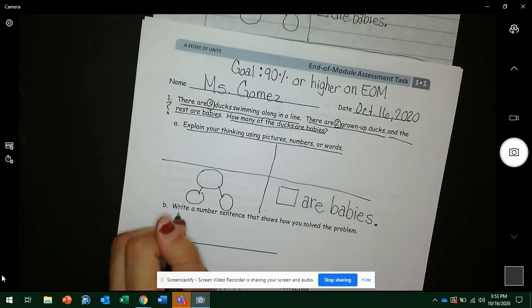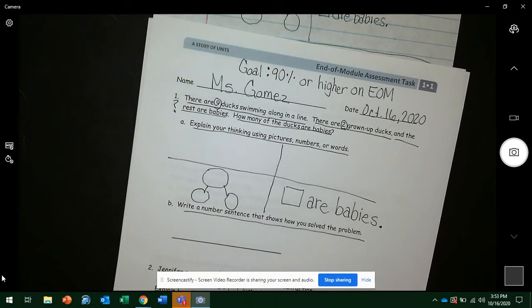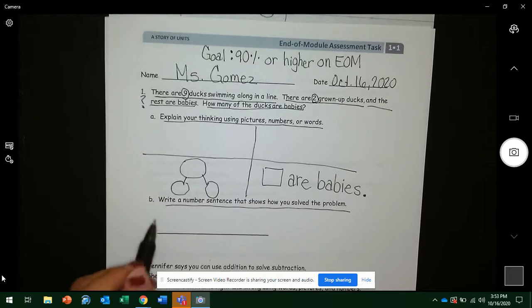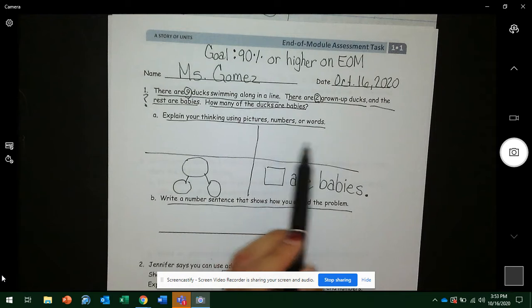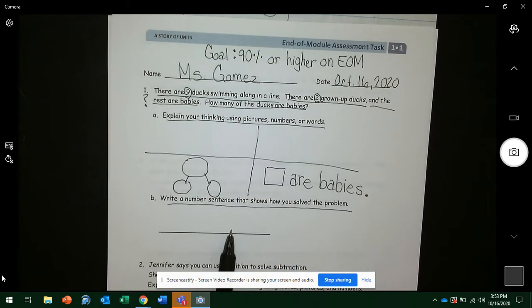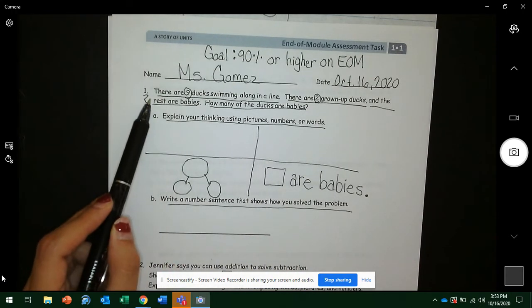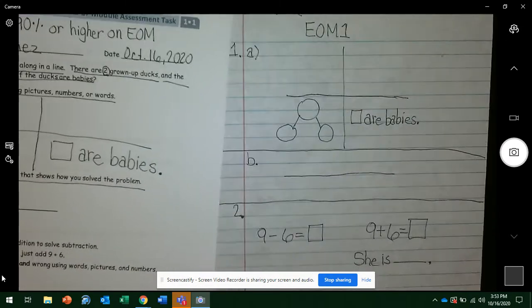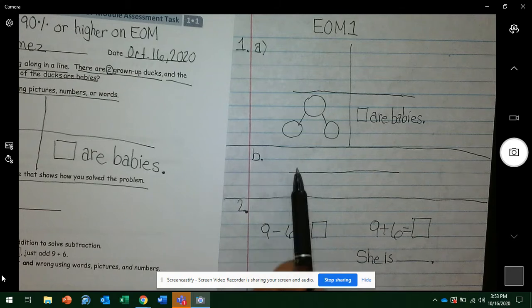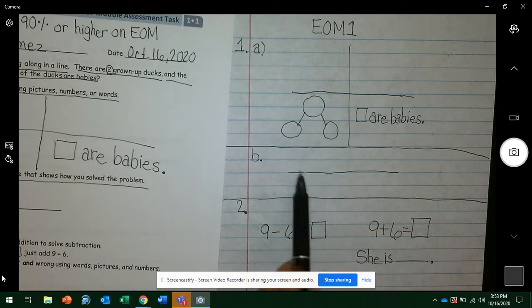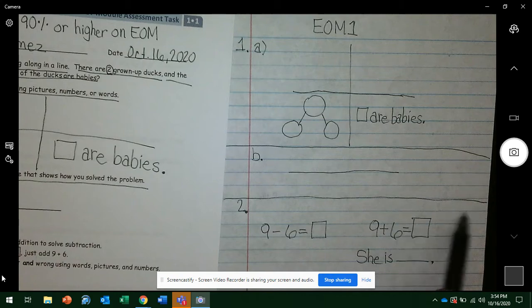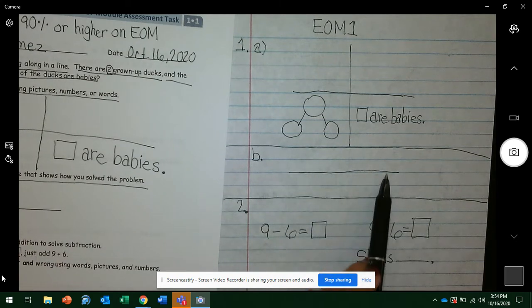B. Write a number sentence that shows how you solved the problem. Well, for part B, guess what? This should be super easy because if you already did a number sentence here, all you do is write this number sentence you wrote here, write it on the line because that's the same number sentence that matches our story. If you're doing it on line paper, make sure that you write B, you draw a line so that you can write your number sentence here, and then you draw a big line to show that that is problem B.